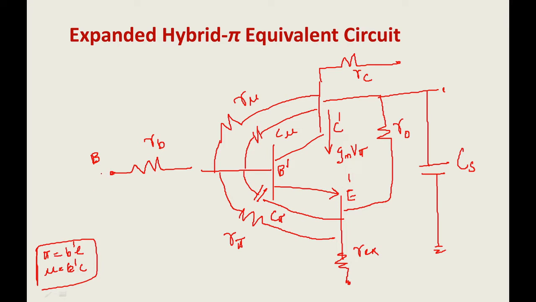Between the external base and the internal base you have a resistance in the higher frequency part, given by the variable RB. RC is between the external collector and the internal collector. Similarly, between the external emitter and the internal emitter is REX. Then the current gain factor is gm times V pi. Then R0 is the early effect resistance. Then CS is the capacitance between the substrate and the collector part. So this only I am going to convert into the model.